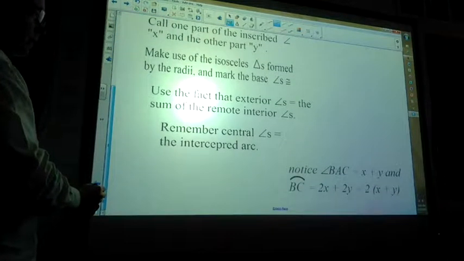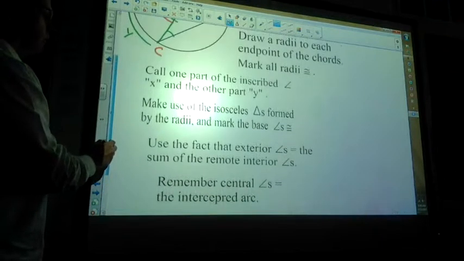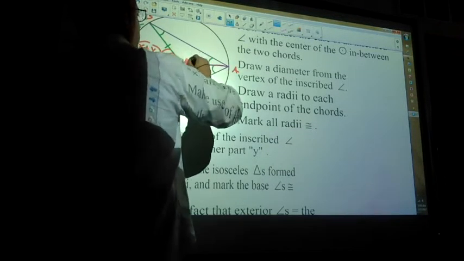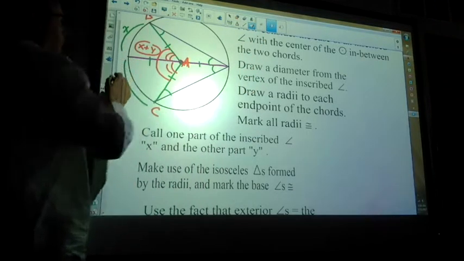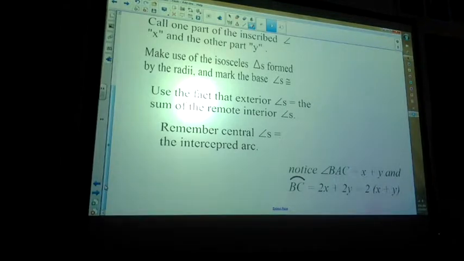Oh, wait, is that right? Notice x plus y and BC. Wait a minute. This should be A here. Sorry about that. A is right here. Let me erase that right there. So then you can see that angle BAC is x plus y, and arc length BC is 2x plus 2y, or 2 times the quantity x plus y. So the intercepted arc is twice as big as the inscribed angle opposite of it, and the reason is it all works with the isosceles triangles and the exterior angles of those.